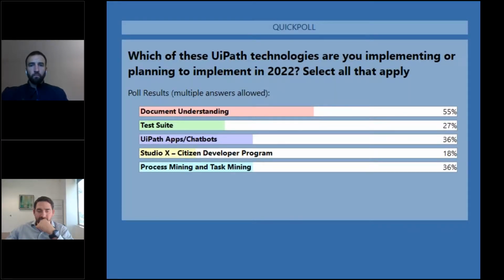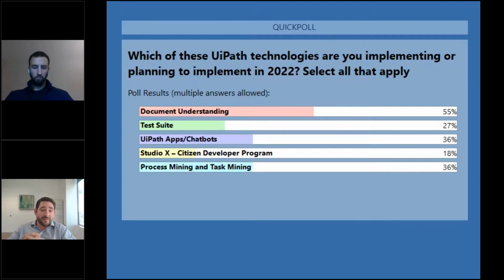So yeah, document understanding is the one that most people are evaluating or implementing, with 55%, followed by UiPath Apps and chatbots with 36%, and process mining and task mining actually at the same level, 36%. Test Suite at 27%, and StudioX at 18%. It's interesting because it really aligns with the previous slide on StudioX and citizen developer programs just not getting that adoption yet, and I think that is definitely an opportunity.